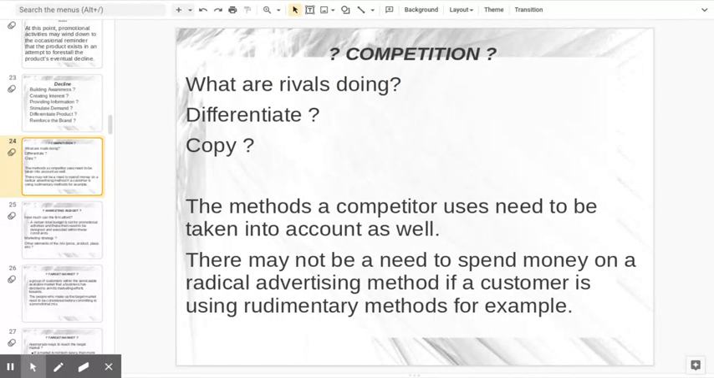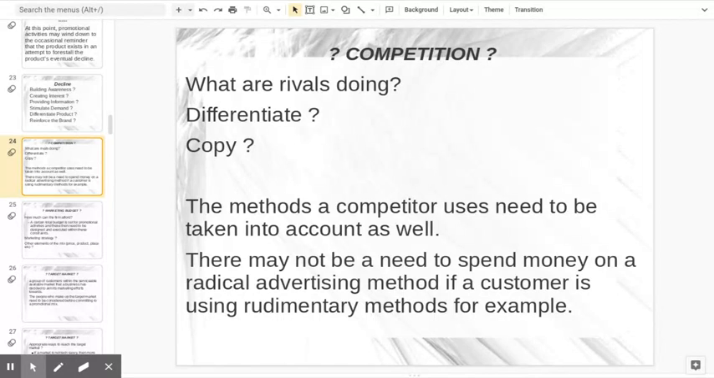So when we talk about our promotion, one of the things that we always want to look at is our competition. What are our rivals doing? Should we differentiate? Do we need to do different things than what they're doing? Or, you know what, unfortunately, and you hate to say this, sometimes other people have a good idea. You just need to copy it a little bit and make it just a little bit yours. And so that would be the copy. Differentiate, completely different. Copy, we're going to borrow a lot and make a little bit our own.